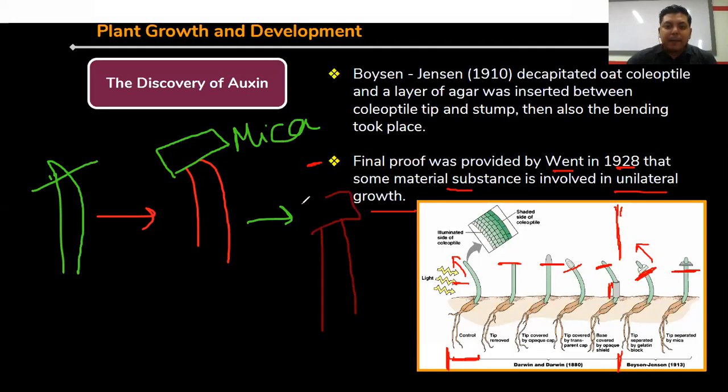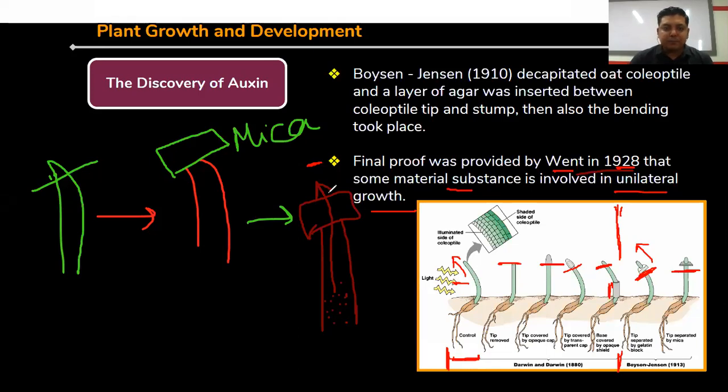After placing the mica plate on the surface of this decapitated coleoptile, there is no bending of the coleoptile of the plant. Through this, Went confirmed that yes, there are some chemicals that are produced at the plant body or at the base of the plant body, and they are transported to the tip, and this chemical is responsible for bending of this tip. Clear? Through this, Went finally discovered that this chemical is known as auxin.